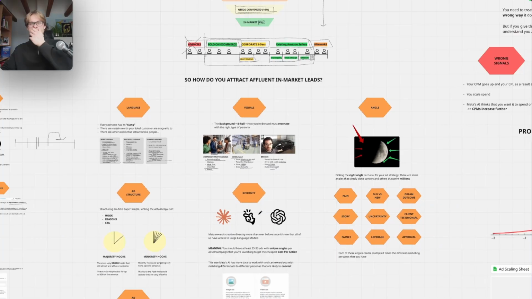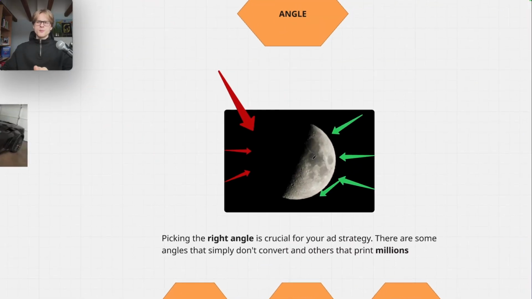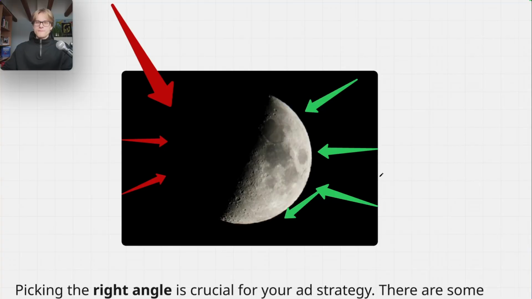Now, another big part is angles. So when we think about the moon, for example, there is the bright side of the moon and the dark side of the moon. One side is illuminated by the sun, and the other side is completely dark. Now when we craft angles, we want to craft angles that only hit the bright side. We want to craft angles that use something for our audience, right? That are on the bright side of things.